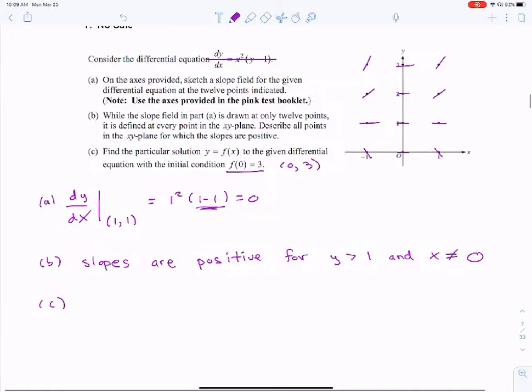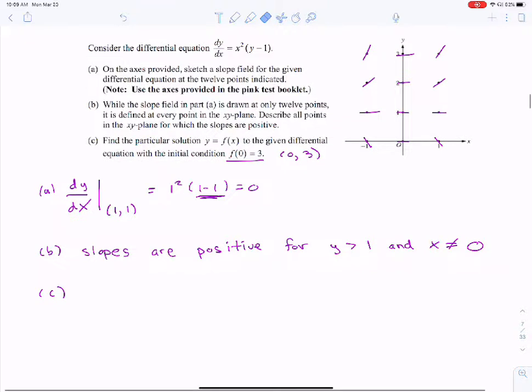So let's see what we got. We have our function here, and let's bring that down. We have dy/dx equals x squared (y minus 1). And what they're asking us to do is write a function of y, right? So in other words, we're supposed to take this thing and integrate it.